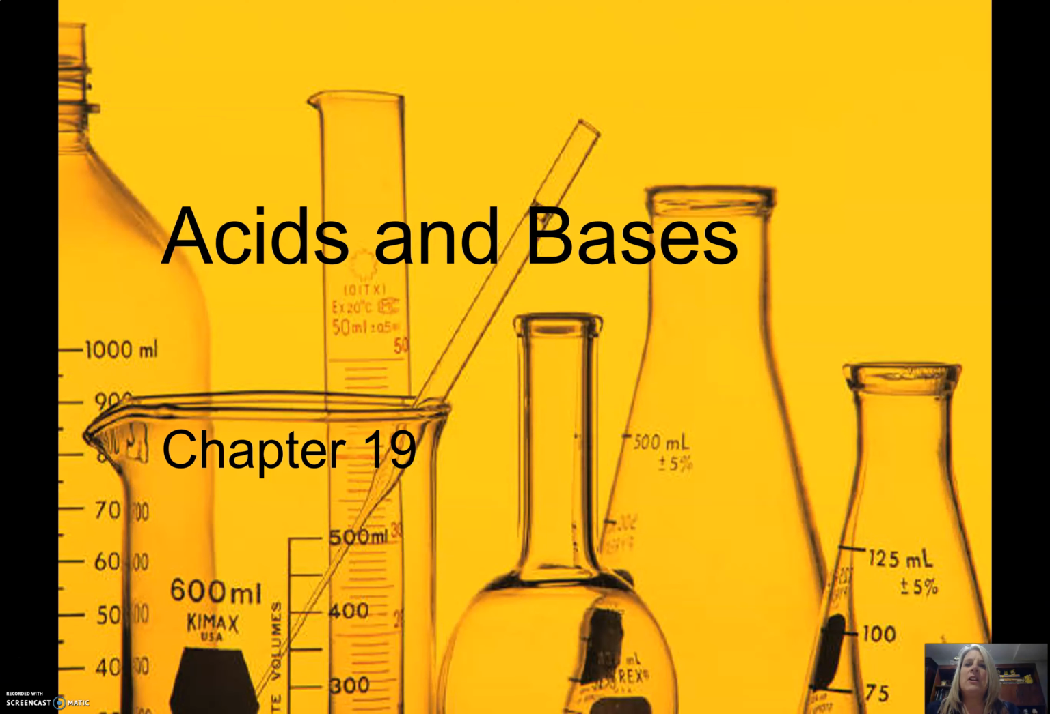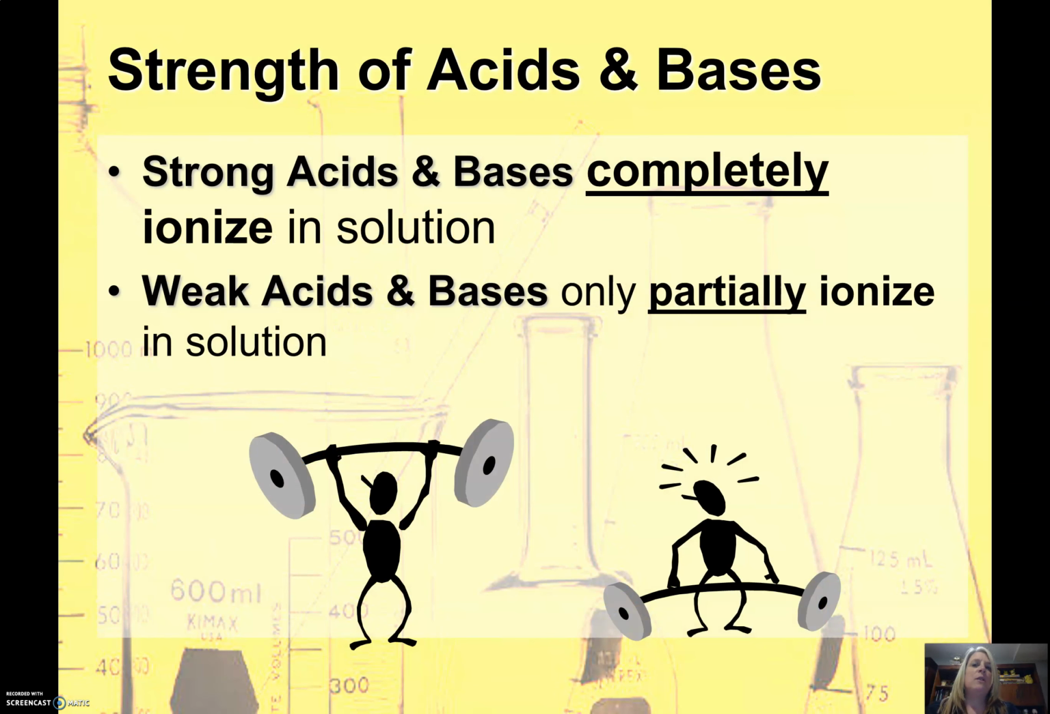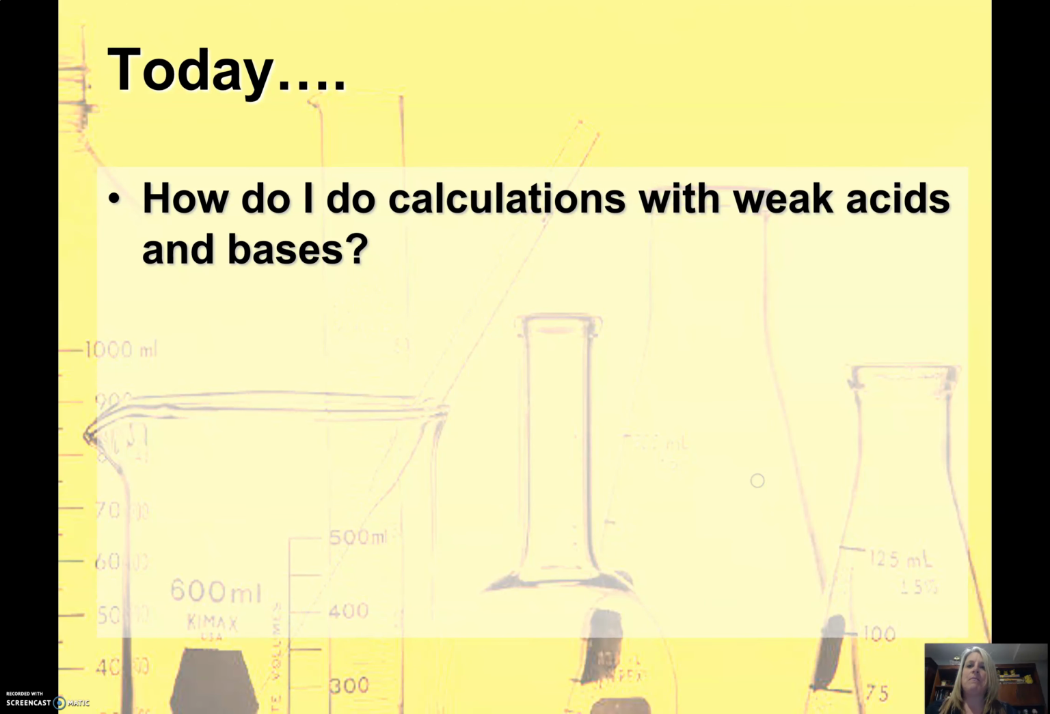In this video, we're going to learn how to do calculations for weak acids. If you remember in the second video, we talked about the difference between strong acids and bases and weak acids and bases. It was about how much they ionize in solution, so how much they come apart. Strong acids and bases completely come apart, so we can just do the whole negative log of the hydrogen ion concentration to get a pH. But we can't do that for weak acids because they only partially ionize, so they only have some of their hydrogen ions come off in solution.